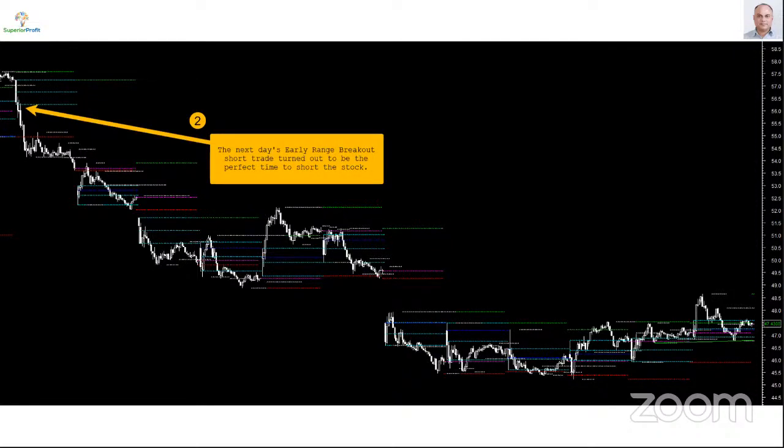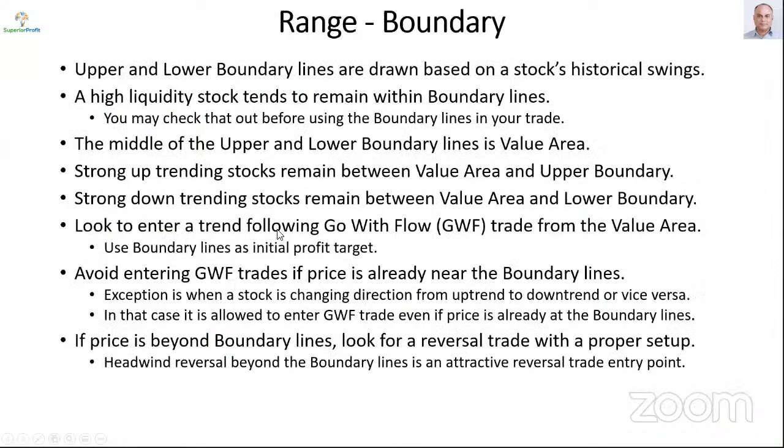Channel lines are one kind of range indicator, and we have another range indicator, the boundary line. Channel lines are straight lines. Boundary lines are also range lines, but they are not straight lines. They follow the swings of a stock. We have upper and lower boundary lines, drawn based on the stock's historical swings. A high liquidity stock tends to remain within boundary lines.